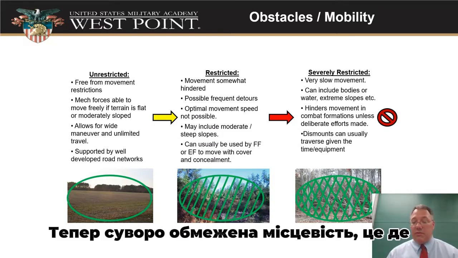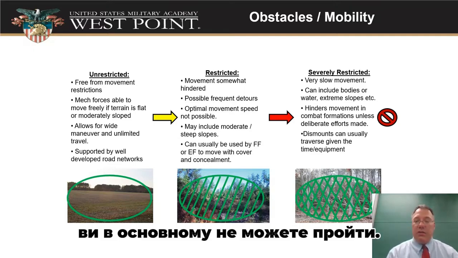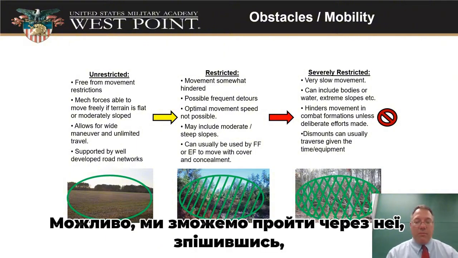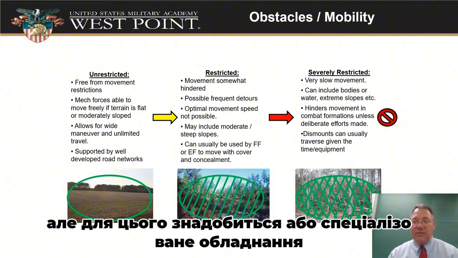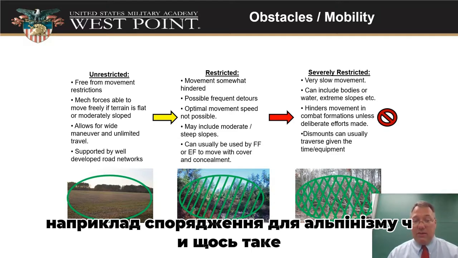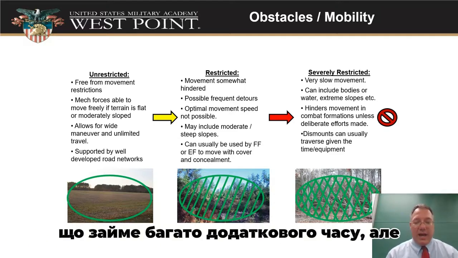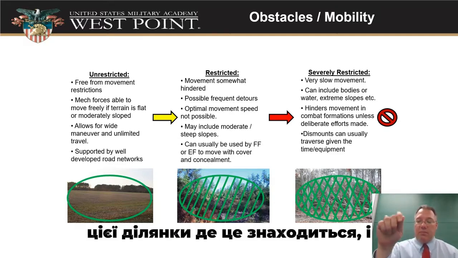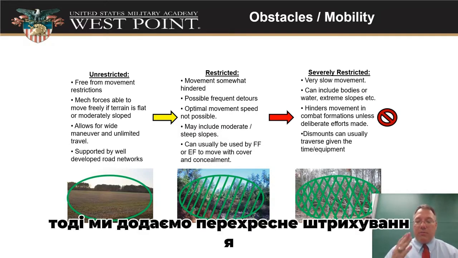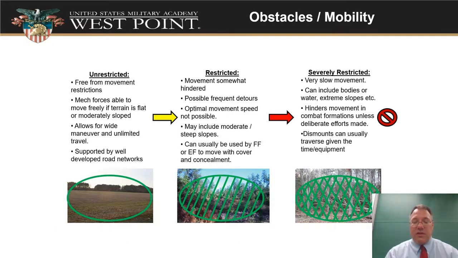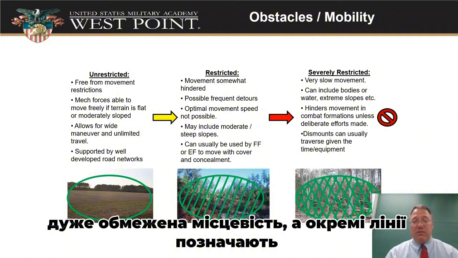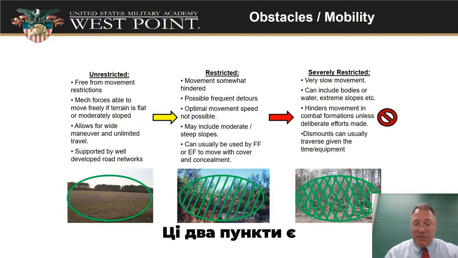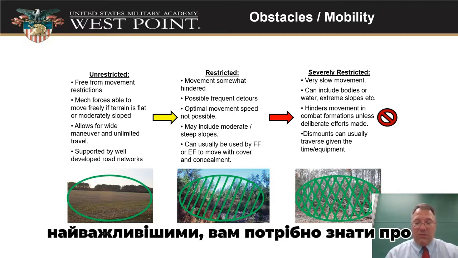Then severely restricted areas are basically your no-go terrain, where things are going to be really hard to move through. Maybe we can get through it with dismounts, but it's going to take either specialized equipment like climbing gear, or a lot of extra time, though it could be beneficial to do that. For those, we mark out the perimeter of the area and put crosshatches in it in both directions. Crosshatches show severely restricted terrain, and single lines mark restricted terrain. Those two points are the most important thing you need to know about this.